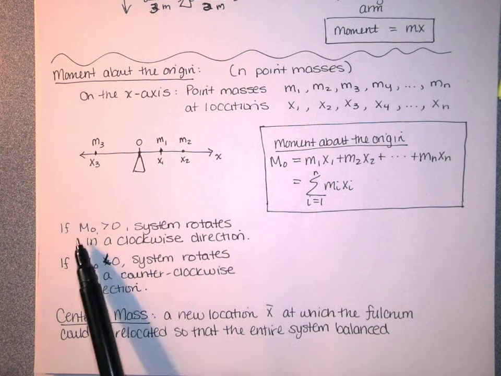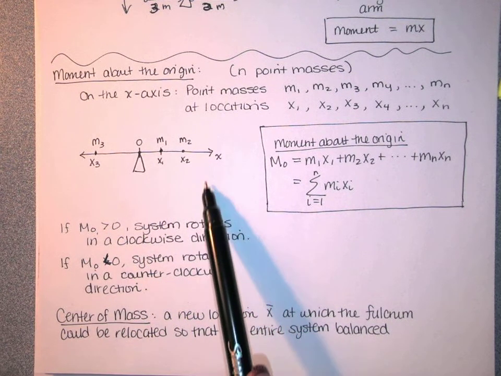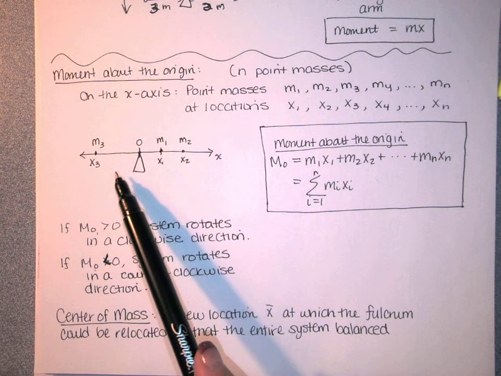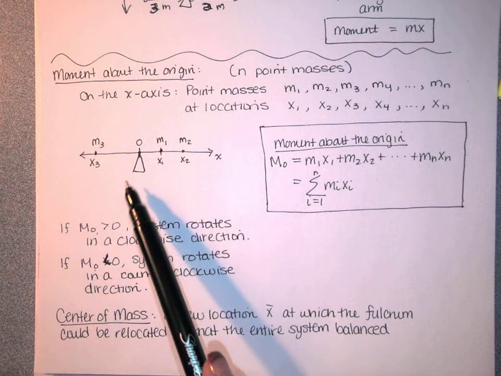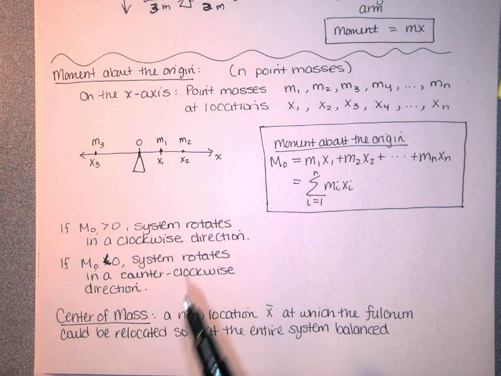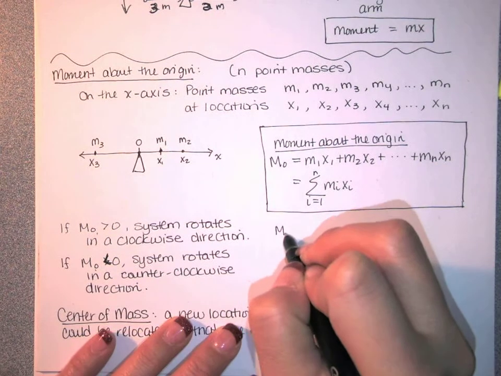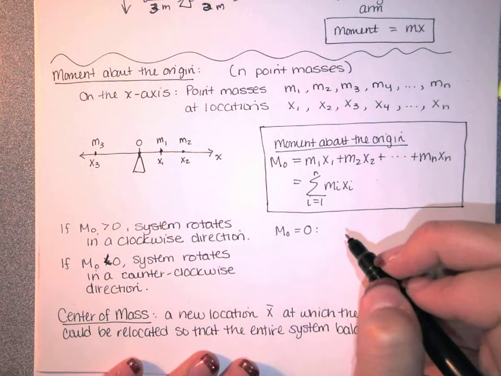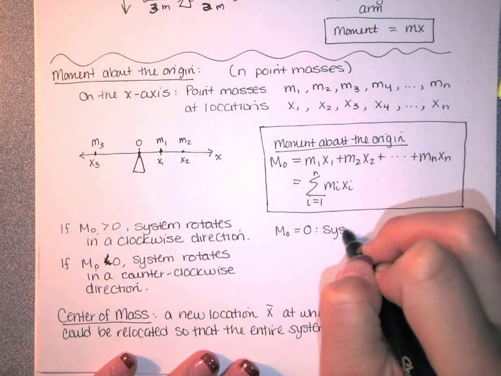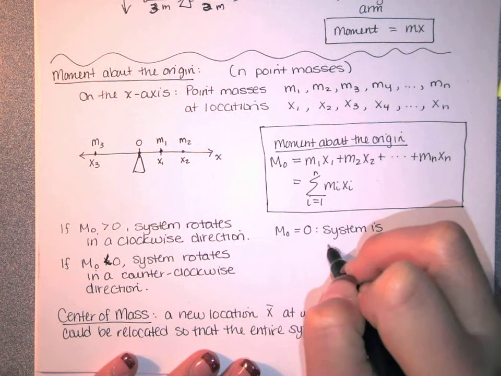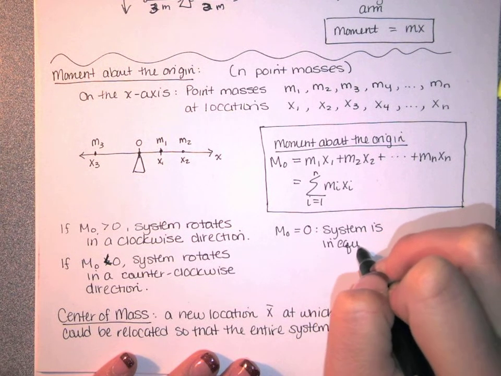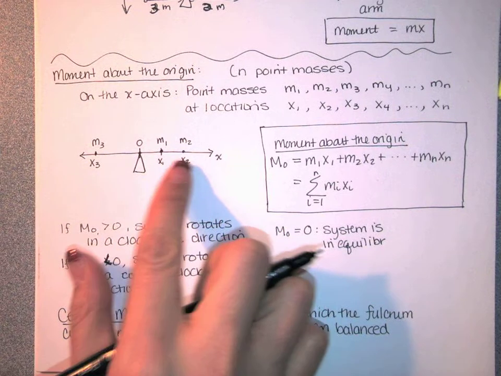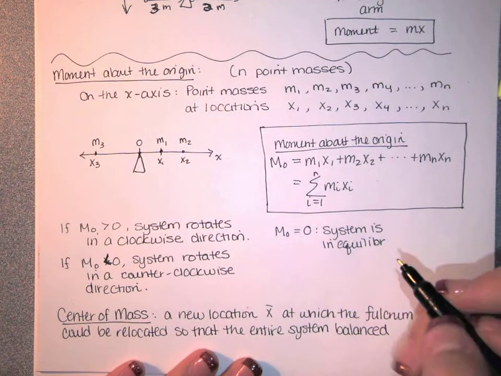So if M sub 0 is positive, we're going to rotate in this direction. If M sub 0 is negative, we're going to rotate in the counterclockwise direction. So we're going this way instead. If M sub 0 is 0, the moment about the origin is 0, we say that the system is in equilibrium. It's not tending to rotate at all. All the moments on this side are balanced by the moments on this side.